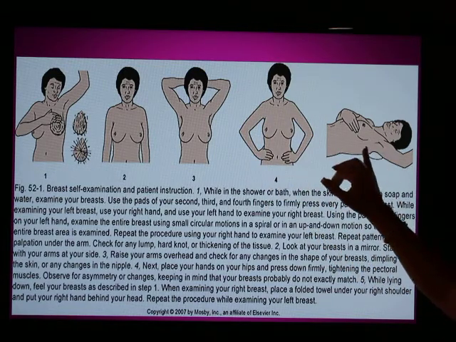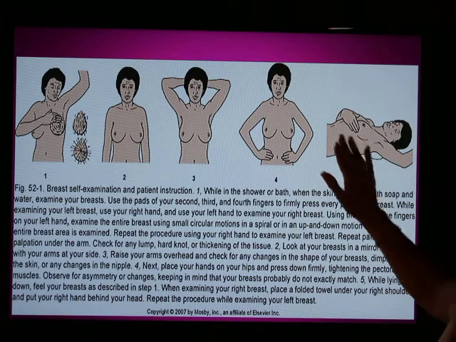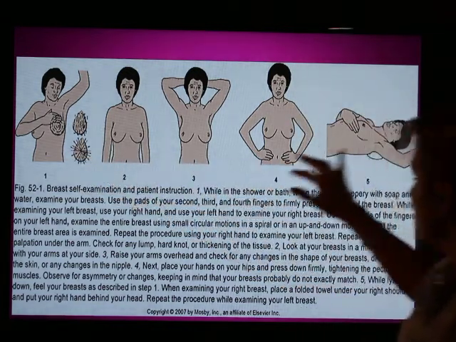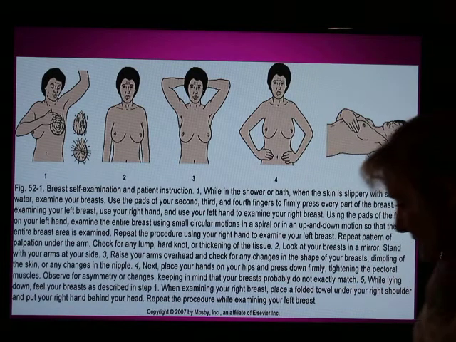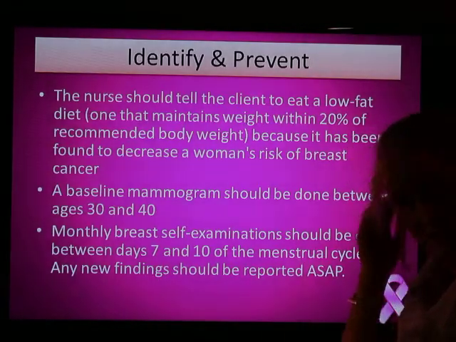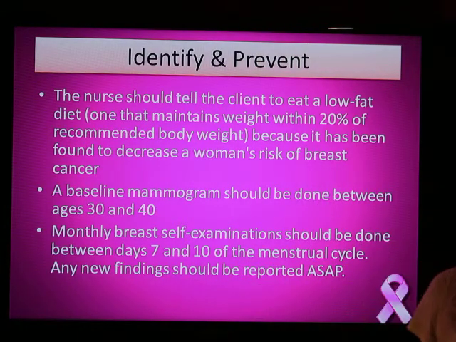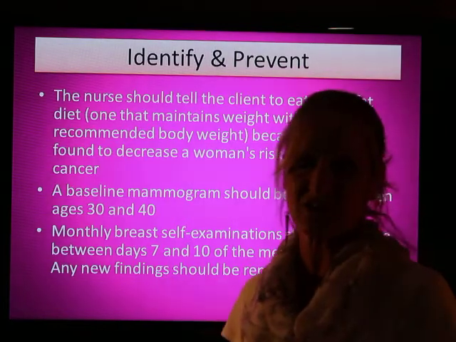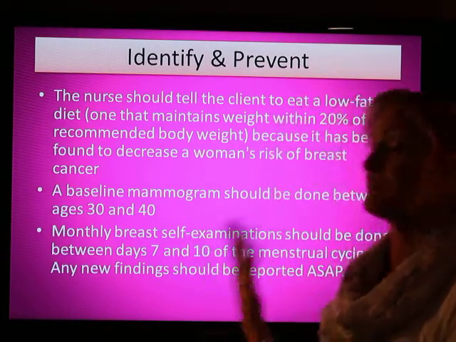And then you're going to want to have the female patient lie down, put a small pillow under her back, and then do the same self-evaluation while the patient is lying down. It's important to teach your patient to do this every single month, because any little anomaly can be identified early, and with early detection, then we can prevent or save lives.